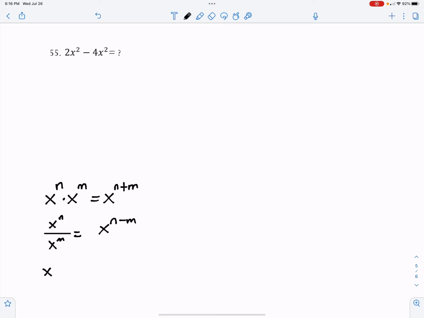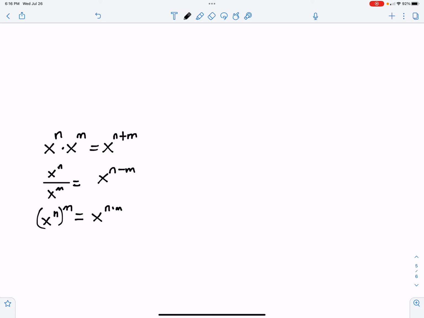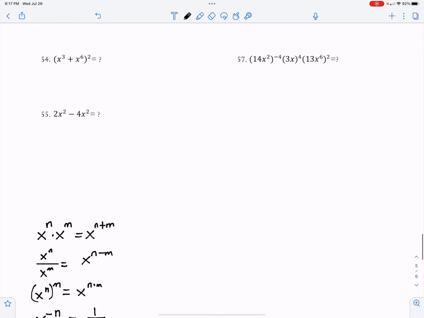If we have a base raised to a power, and that is raised to another power, we multiply the two exponents. And finally, the last one you're really going to need for this is if we have any base raised to a negative exponent, we can write that as 1 over that base to a positive exponent. Okay, let's apply these where they fit.